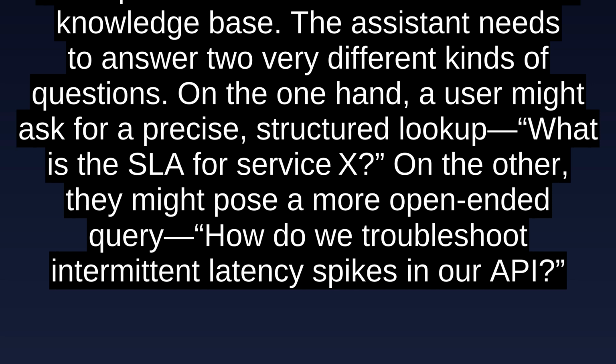Imagine a product team that's building an AI-powered assistant for their internal knowledge base. The assistant needs to answer two very different kinds of questions. On the one hand, a user might ask for a precise, structured lookup. What is the SLA for service X? On the other, they might pose a more open-ended query. How do we troubleshoot intermittent latency spikes in our API?